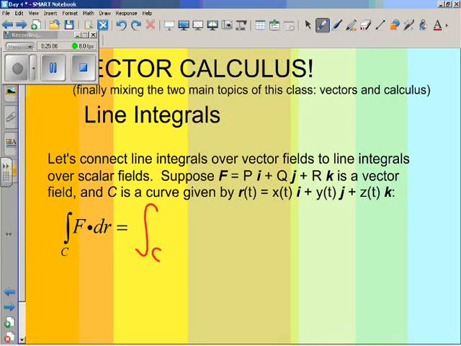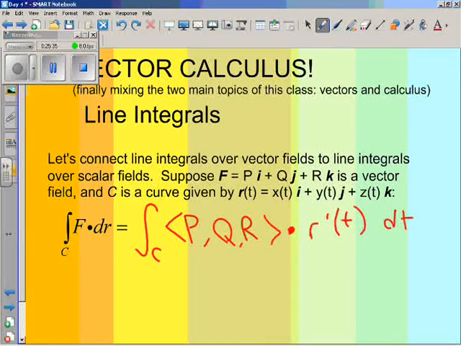yeah. So we can think of rewriting this as this vector, PQR. And again, these are all functions of x of t, y of t, and z of t. So we can expand it out a little more. But let's just take a look at this. And remember, this is going to be dotted with r prime of t dt.